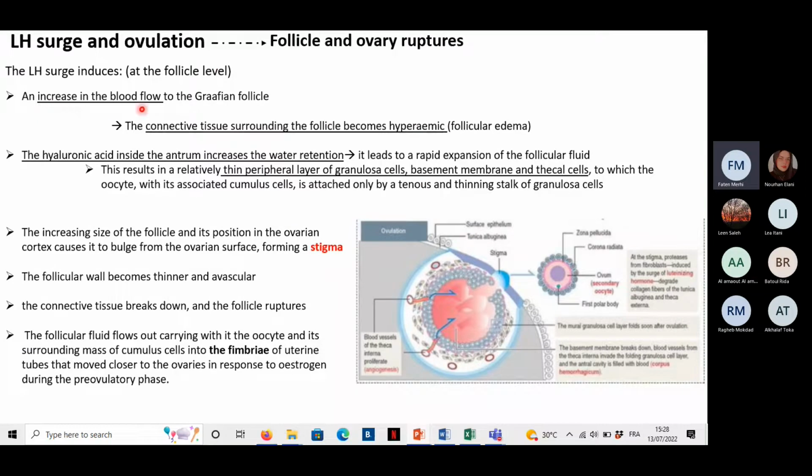So we will have an increase in the blood flow reaching the follicle because we will have more blood vessels arriving to this follicle, to the theca. We have said that the theca is vascularized, both the theca externa and the theca interna. So we will have more blood vessels reaching this Graafian follicle or pre-ovulatory follicle. And as a consequence of this high blood flow reaching the Graafian follicle, the connective tissue surrounding the follicle will become hyperemic.